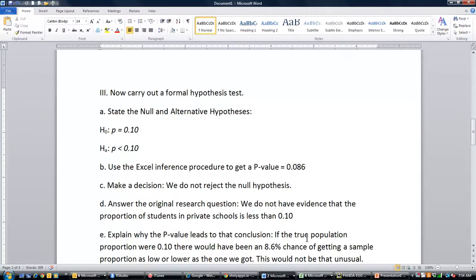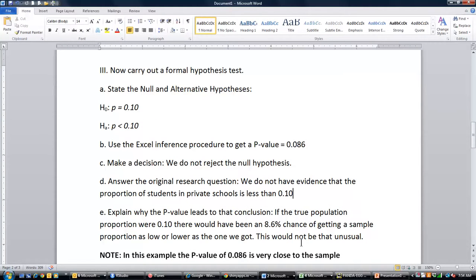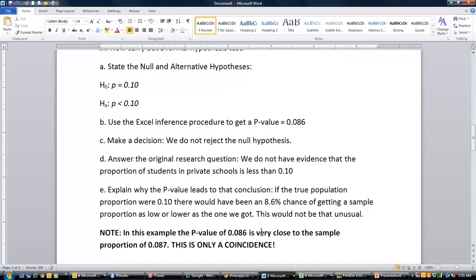And why did the p-value lead to that conclusion? Well, if the true population proportion were 0.10, there would have been an 8.6% chance of getting a sample proportion as low or lower as the one we got. And this would not be that unusual. By the way, in this example, the p-value of 0.086 was very close to the sample proportion of 0.087, but this is only a coincidence, so don't think that those two things are the same or close together usually.